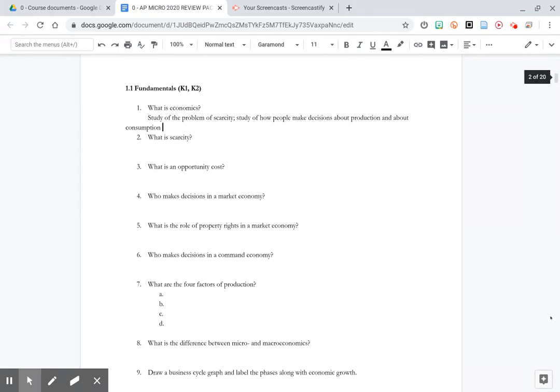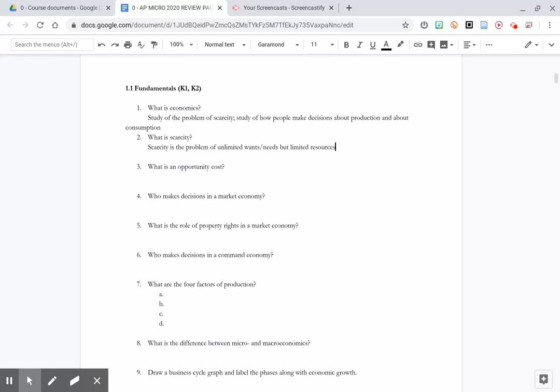Let me get rid of some of these here a little bit. So let's go ahead and jump into this. The second question is, what is scarcity? Scarcity is the problem of unlimited wants and needs but having limited resources, right? So we can't satisfy all of our wants and needs given the problem of limited resources. We can't have everybody have everything they could ever want because of scarcity.